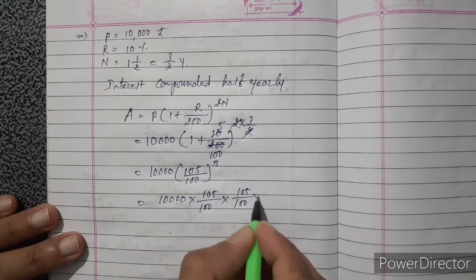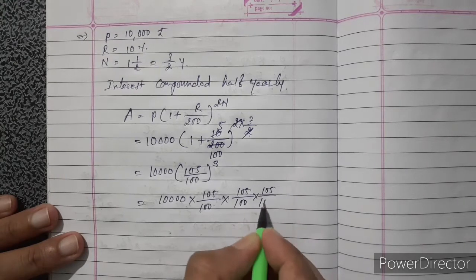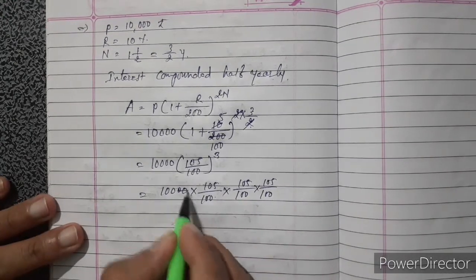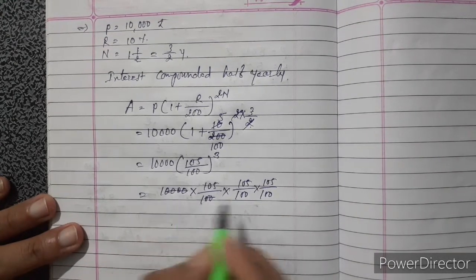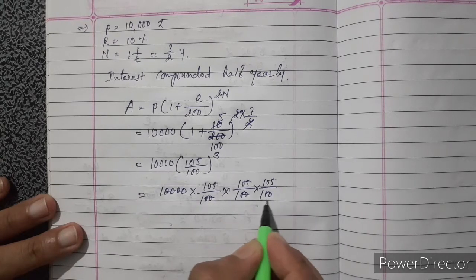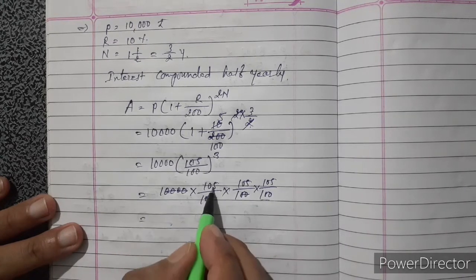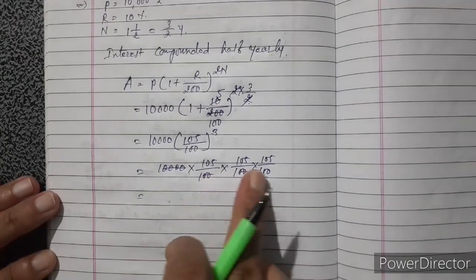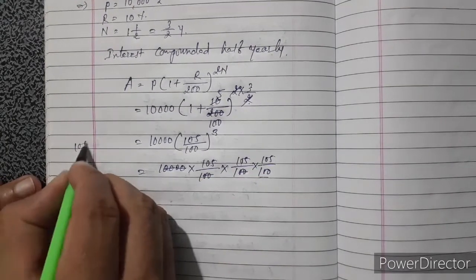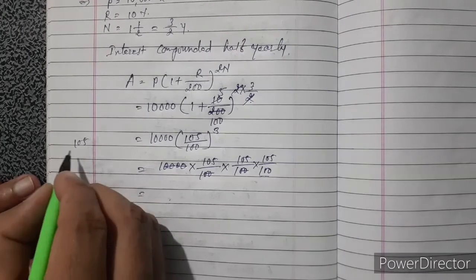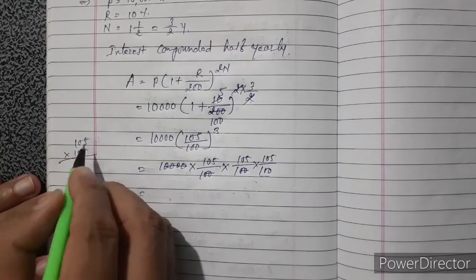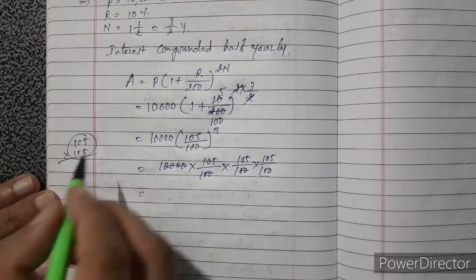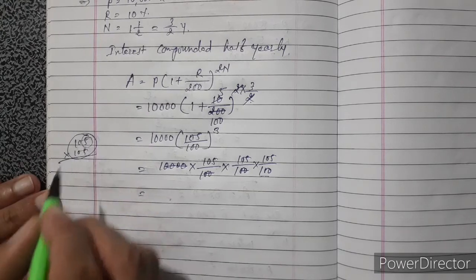Okay, 105 upon 100. Look, 20 cut, 20 cut. Now ignore that 100. So 105 into 105 into 105. Okay, multiply 3 times. Now 105 into 105 means the square of 105, and that is what to do when the last digit is 5.